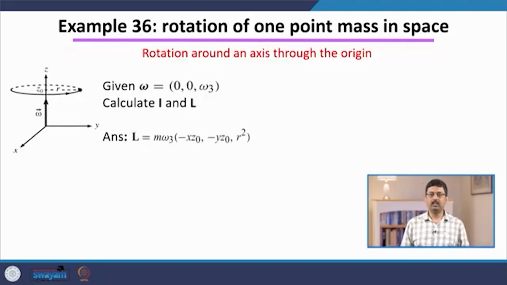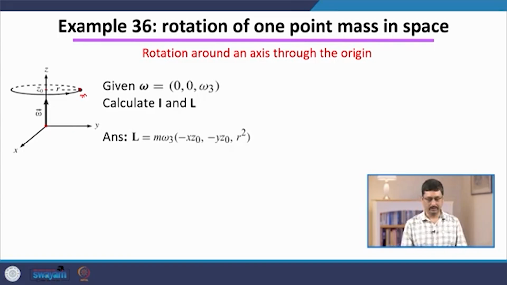Consider rotation around an axis through an origin. Let us say our origin is here and there is a point particle of mass m, just a single point mass, rotating in space along this particular circle. The center of the circle is on the z axis. That is how we choose our reference frame, such that the center of the circle lies on the z axis at a height z naught from the origin, and we are free to choose the x and y axes accordingly.